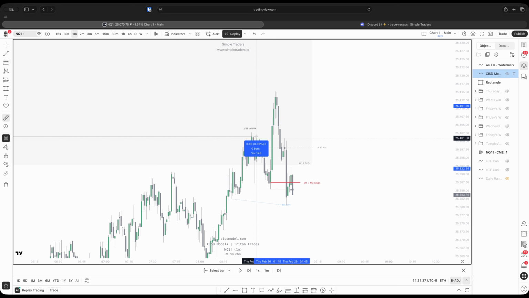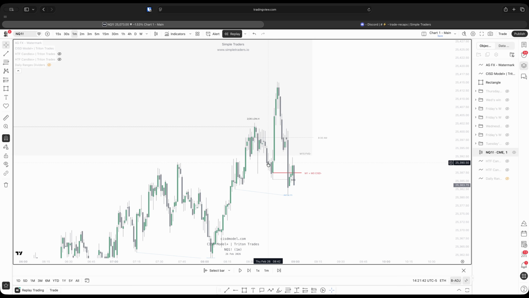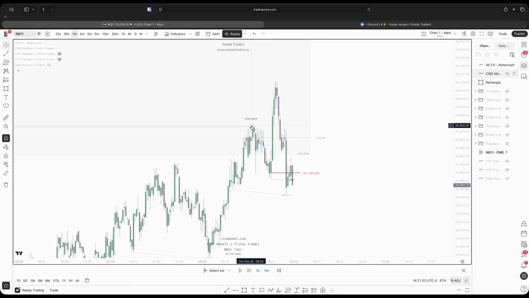We went above it by like 1 or 2 points, barely went above London high. We came back lower. So when we barely sweep a level of liquidity like this, you can be pretty much assured that price will head up there once again. And we did. So we went up once again, swept this high as well, and we reversed lower.